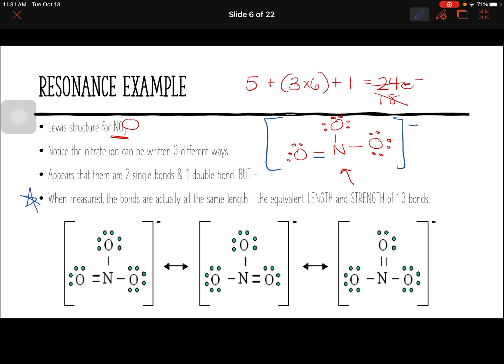Now, when these bonds are experimentally measured, any of these bonds between a nitrogen and an oxygen are not a strict single bond or a strict double bond.